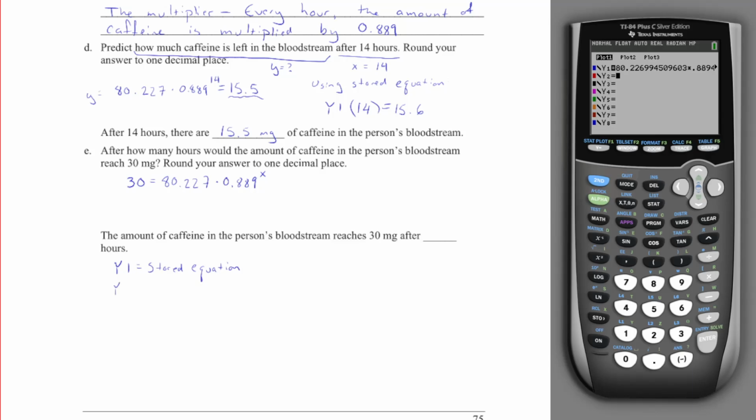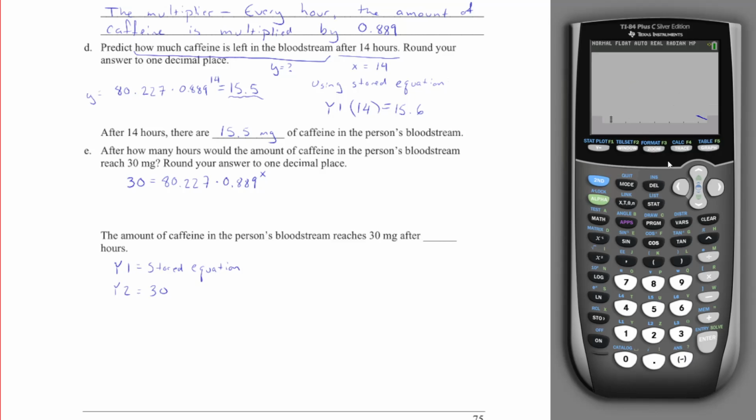I'm going to put 30 in y2. And I'm going to start by just looking at the graph with the scatter plot. And I observe I don't see a horizontal line. That must mean that my y equals 30 horizontal line doesn't show up on this graph.